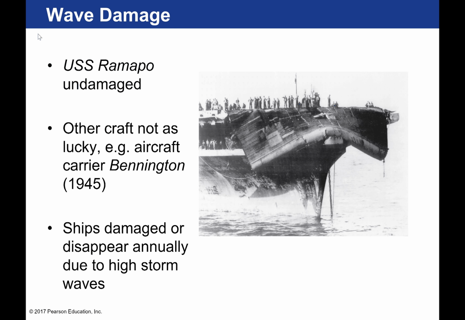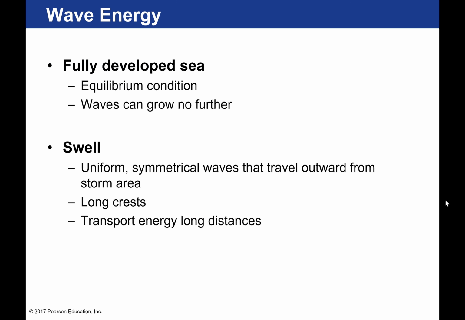A lot of ships are damaged or disappear annually due to high storm waves. Luckily, the USS Ramapo was undamaged, but other boats haven't been as lucky. This picture shows you an aircraft carrier, the Bennington, that was damaged by high waves in 1945. You can see just how their runway was completely smashed and collapsed under the force of the waves. So waves are really strong and have a lot of energy.